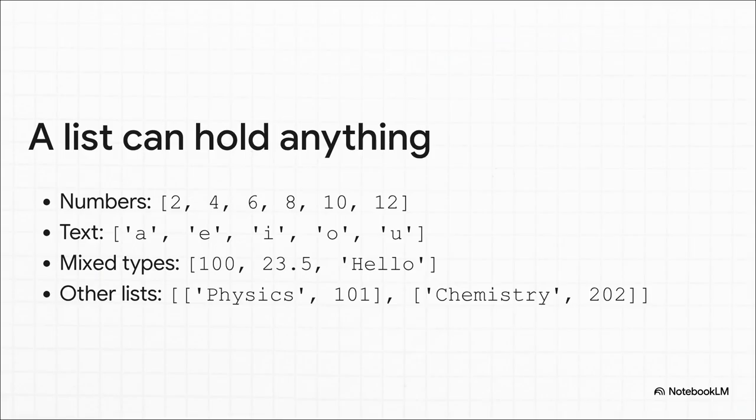And this is where it gets really cool. The flexibility is just amazing. A list doesn't care what you put in it. You can have a list of numbers, a list of text, or, get this, you can even have a mix of all kinds of data types in the same list. And you can even put lists inside of other lists. It's like having smaller, organized trays inside your main toolbox.